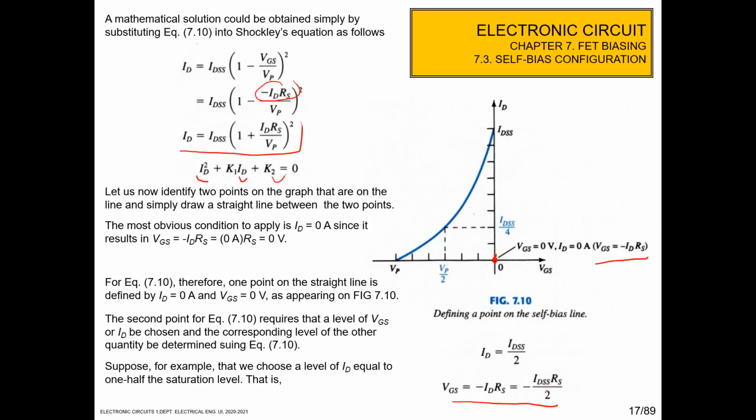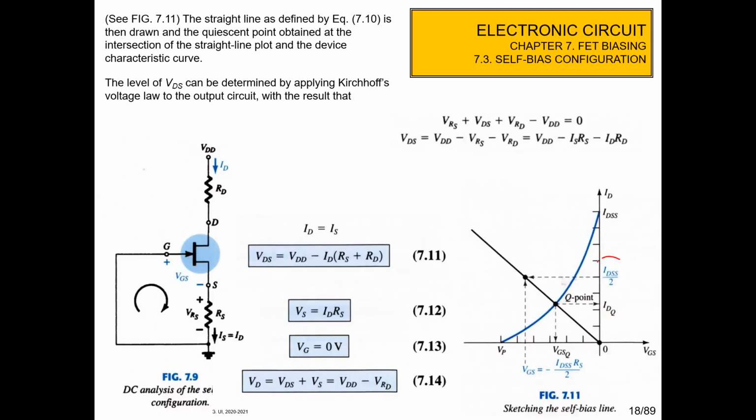So we can see here, when ID is IDSS/2, the VGS is minus IDSS RS/2. And then after we find the device and circuit characteristic, we draw between the 2 points and we get that key point here, or ID key.